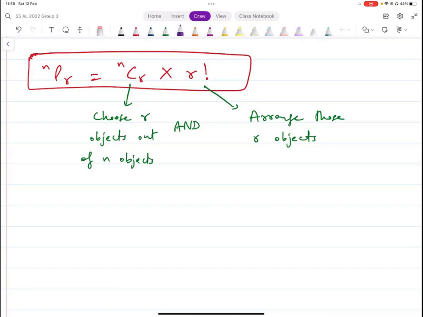NPR equal NCR into R factorial. इसका मतलब क्या है? हम दो चीजें कर रहे हैं इसके अंदर. We are choosing R objects out of N objects, and then we are arranging those R objects. Any problems with this? No? How many of you understand this? Okay, good.